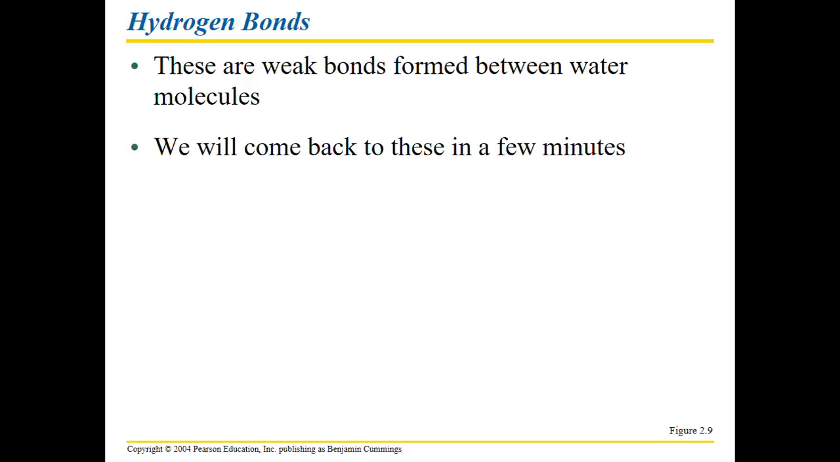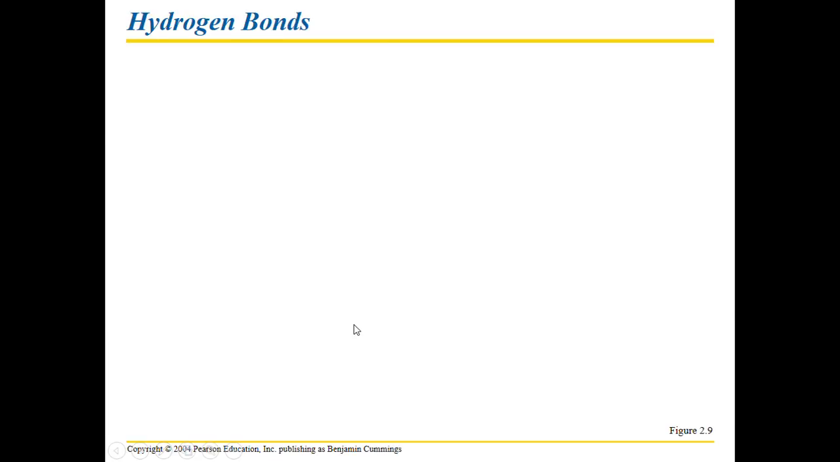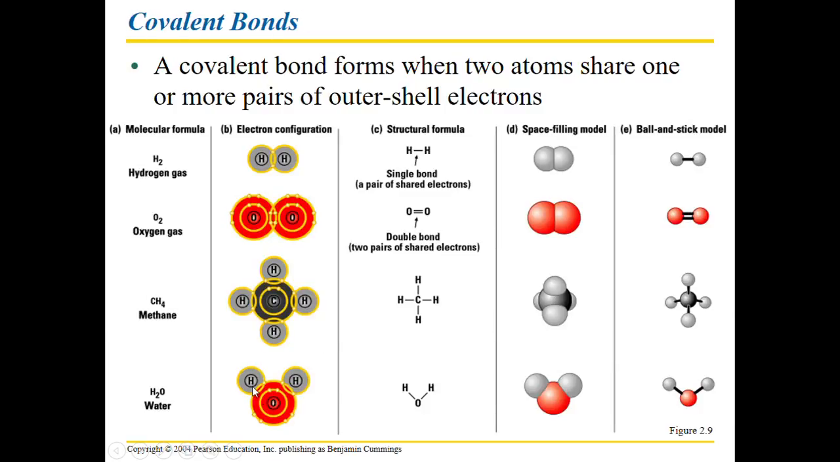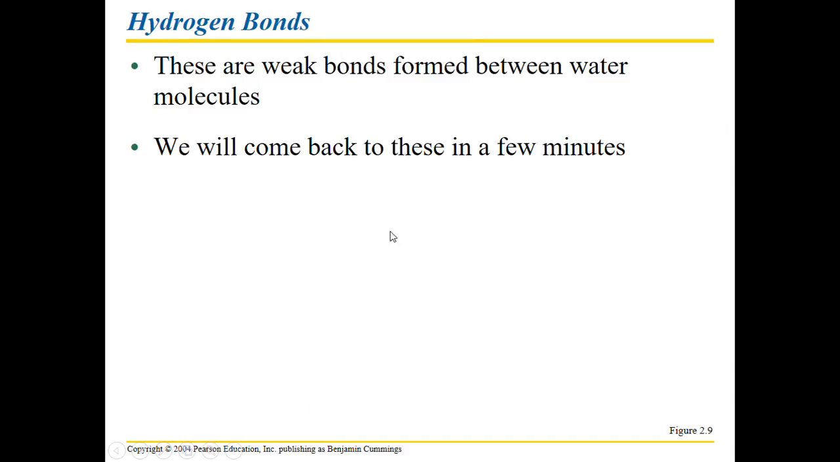Let's move on to hydrogen bonds. So hydrogen bonds are the weakest bonds, and they are formed between water molecules. So within water, we have covalent bonds, right? Covalent bonds hold the hydrogens to the oxygen, right? But between different water molecules, we have hydrogen bonds. So this is what forms lakes and rivers and the water in your bathtub.